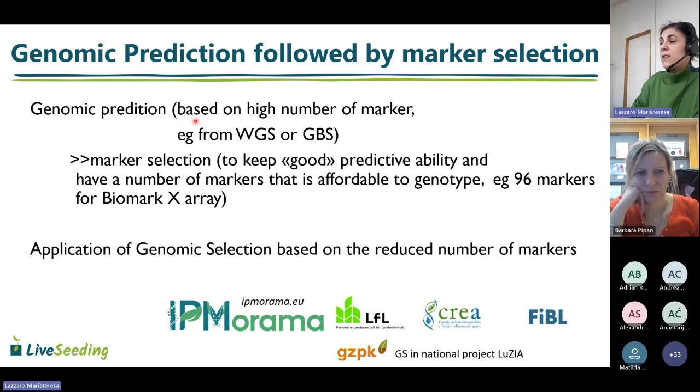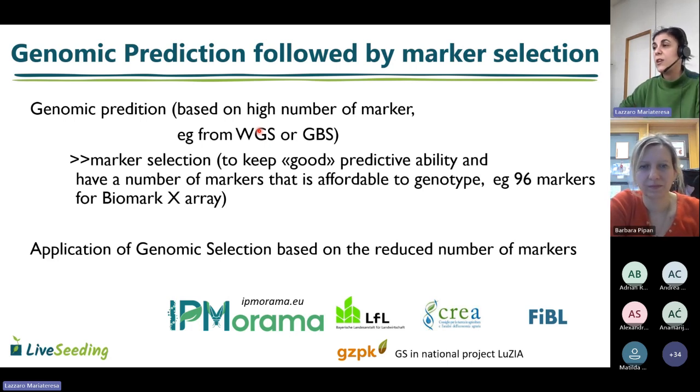Of course, the accessions that were part of the two GWAS panels were genotyped in one case by GBS and in the other case by another sequencing method. So we have a very huge number of markers, but it is not economically feasible for us to apply genomic selection with this high number of markers. So we proceeded with marker selection in order to keep a good predictive ability and to have a number of markers which is affordable for us to genotype.